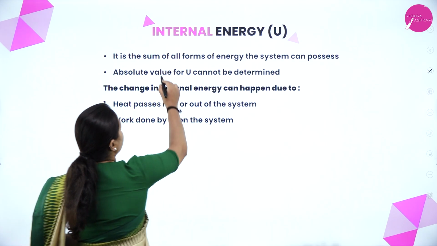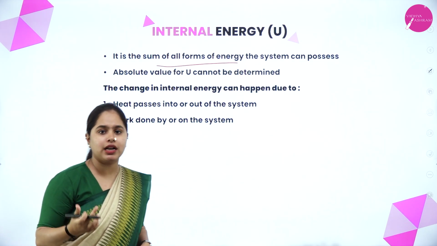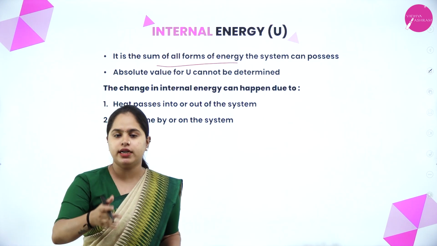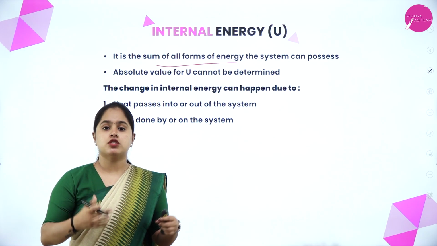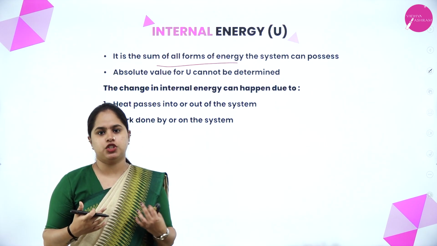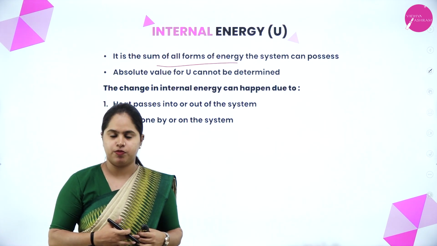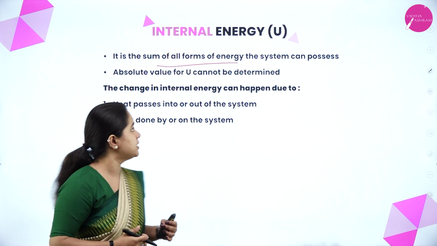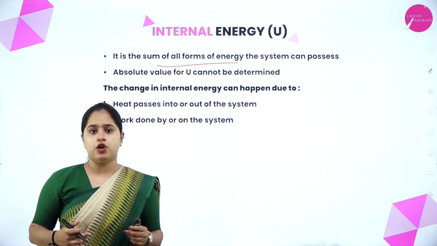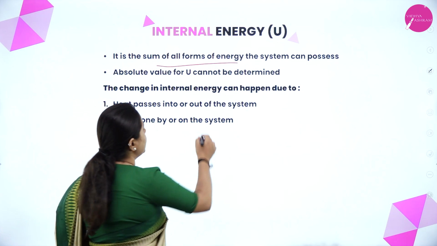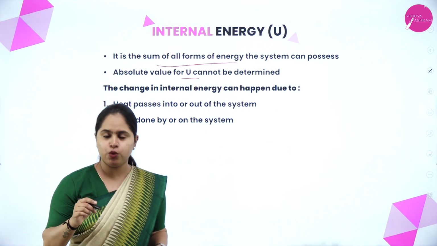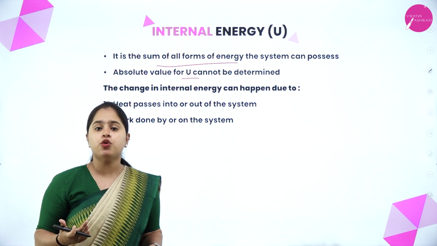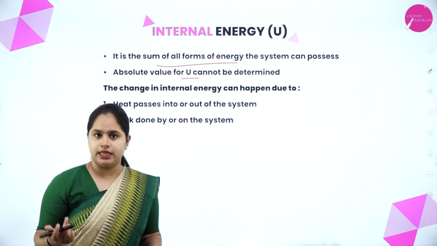It is the sum of all forms of energy. It's not like the system is having only one type of energy. It can have various forms of energy. So the sum of all these types of energies gives you the internal energy, right? What you have to understand is that the absolute value for internal energy cannot be determined. Internal energy is represented by the symbol capital U, and the absolute value for U cannot be determined.